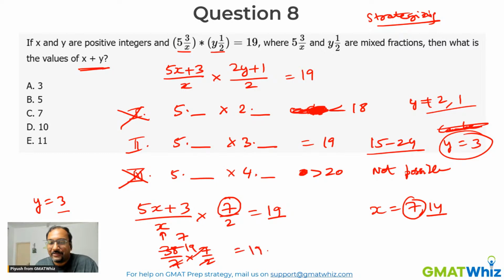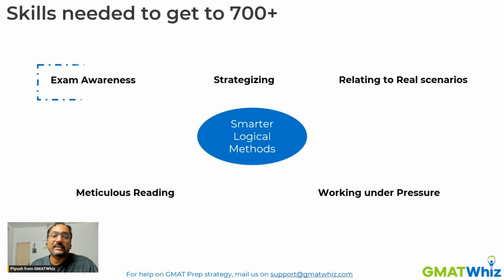And voila, the job is done. So simple. My answer is 10. Okay, and that's what logic is about. You solve this question any other way, you'll take ages to solve this. If you are aware, and that's why I say that in the GMAT exam, awareness is super critical, guys.